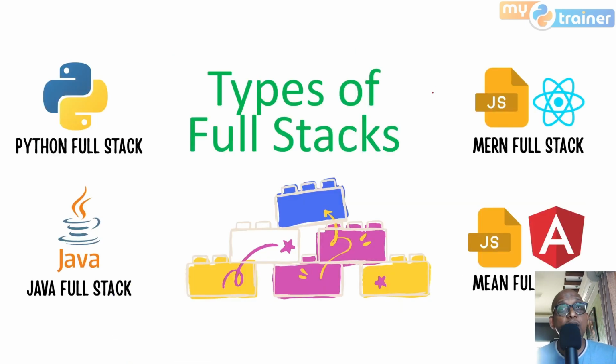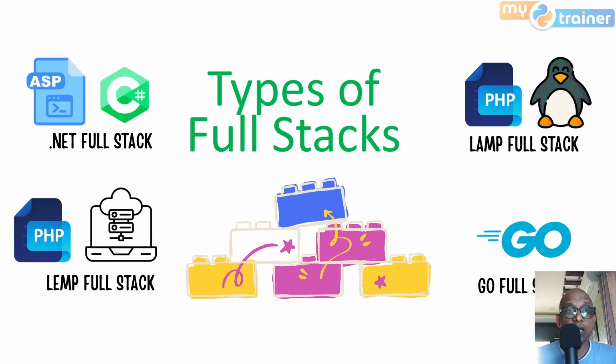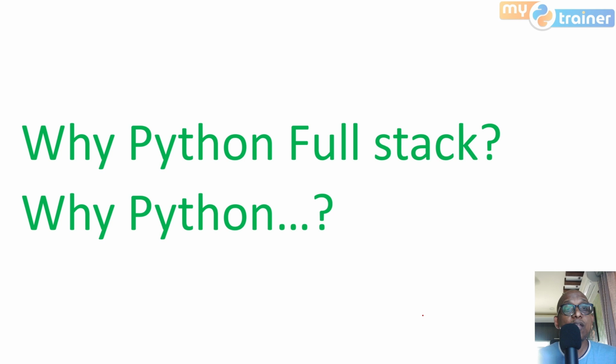Here we have a lot of full stacks available. Python full stack, Java full stack, .NET full stack, MERN full stack, MEAN full stack, and so many others. Since there are so many full stacks available, why are we choosing Python? Why not Java full stack? Why not .NET full stack? And why not others?